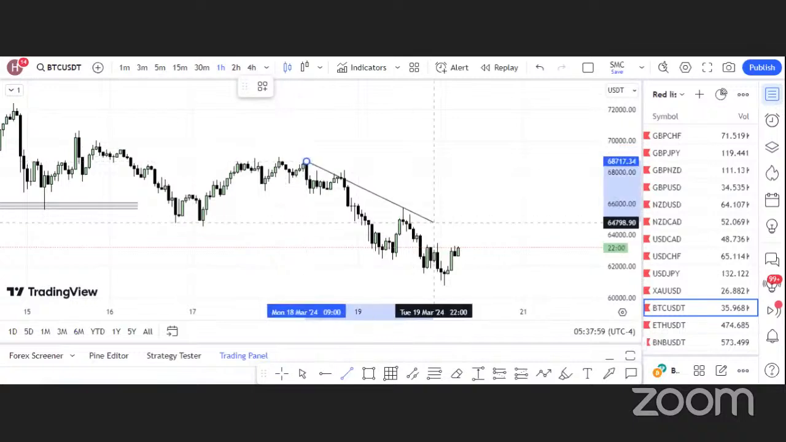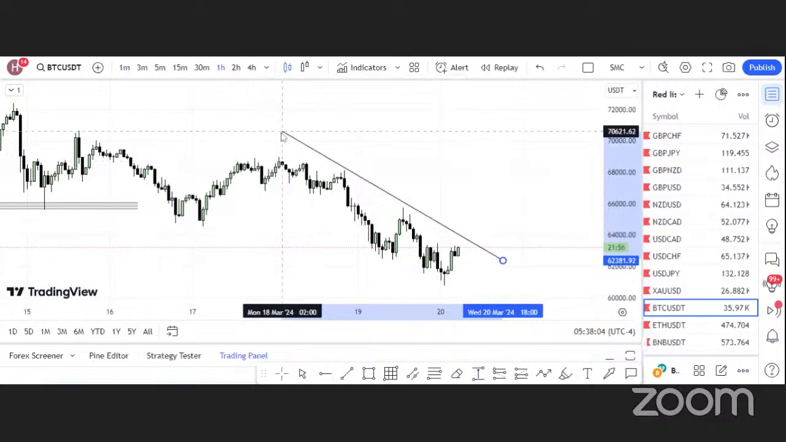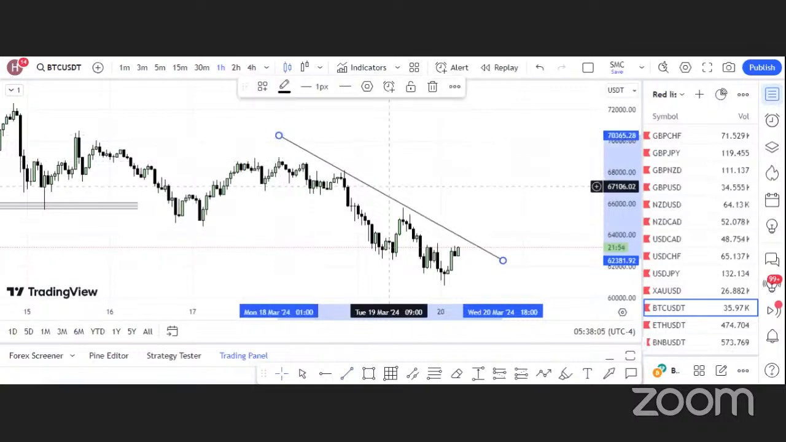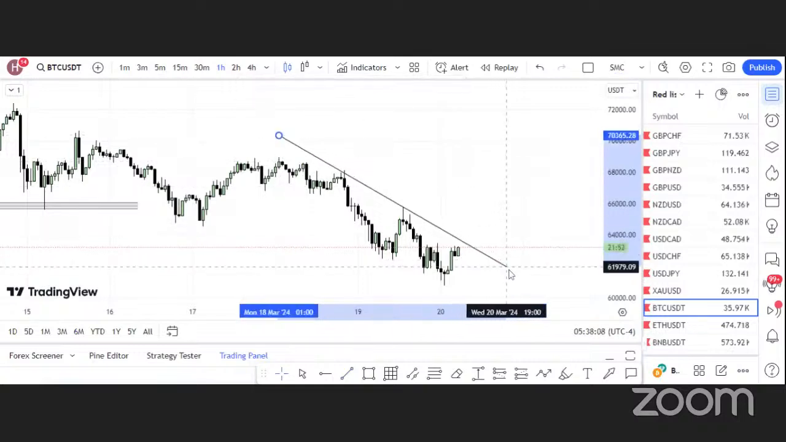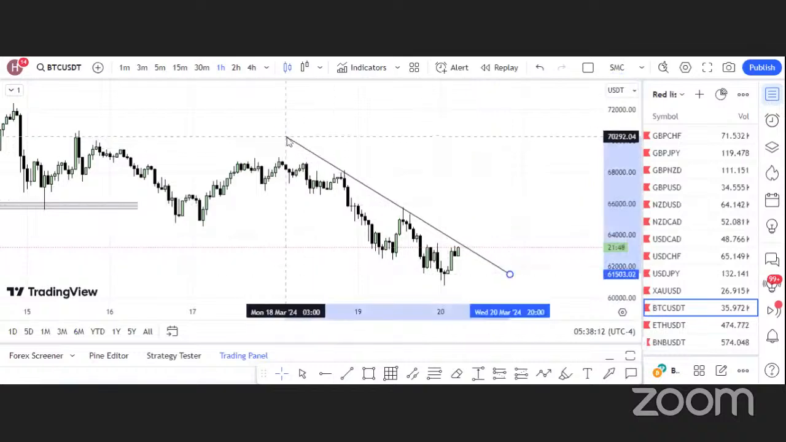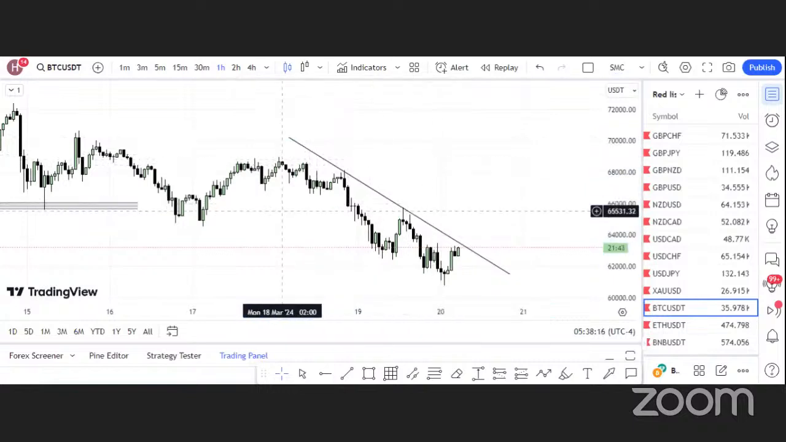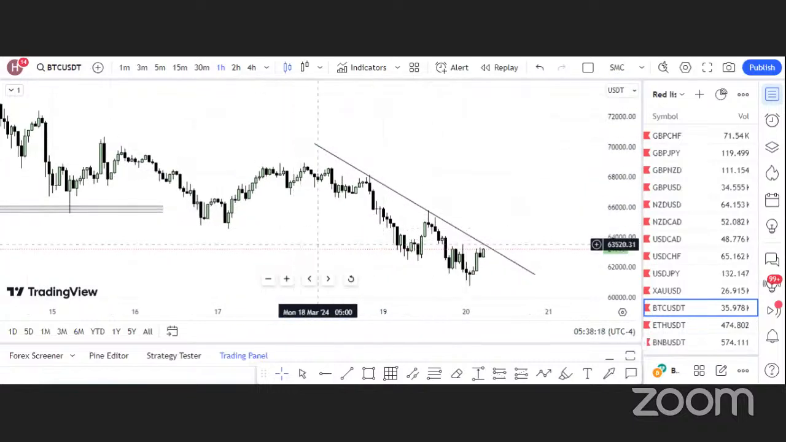Okay, so we are currently on the 1 minute time frame, and as you can see, the market is breaking lows, which means the market is bearish. So the opportunity to look out for here is a sell opportunity.